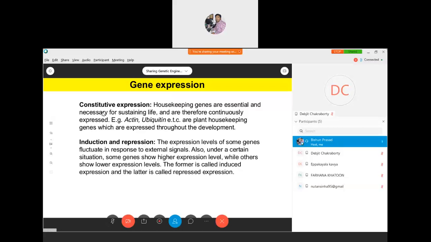So it depends upon the condition. There are two types of expression mainly observed in eukaryotic genes. One is constitutive expression, in which your protein sequences will be cloned under the constitutive promoter, and in the case of inducible gene expression, your gene of interest will be cloned under an inducible promoter.